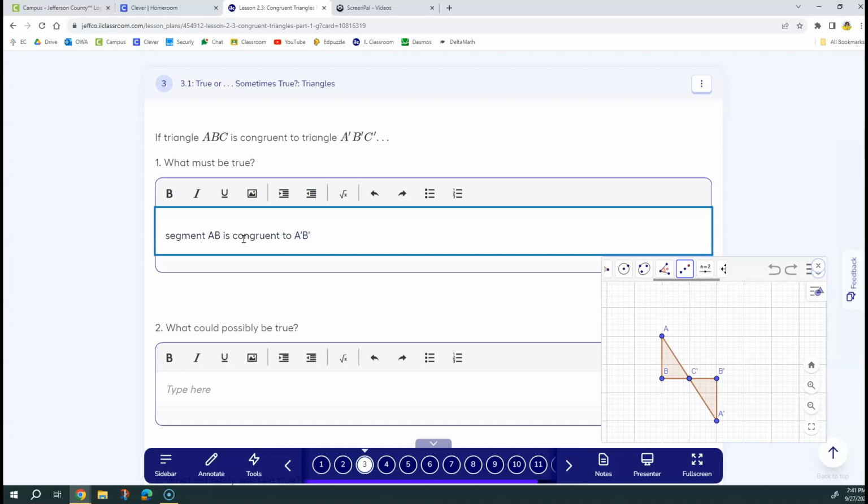So if you were stuck, you're like, I don't even know where to start. Okay, so A to B, there's segment A to B, segment A prime to B prime, it's the same thing. So they're congruent. So what's something else that you could put on here that must be true?